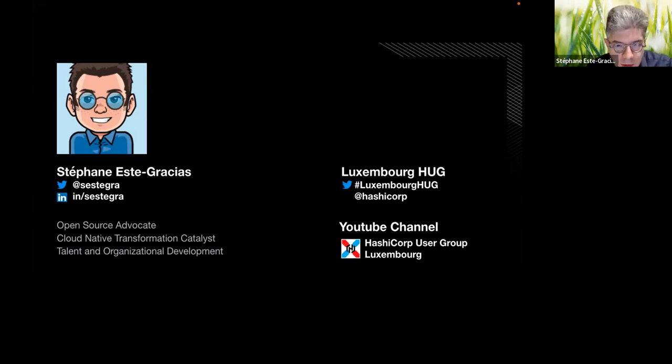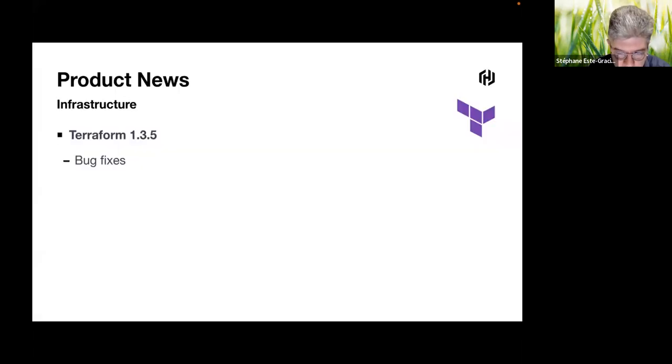So let's start with the latest product news from our last meetup. It was 2 months ago, just before the HashiCorp global event. I will give you an overview of the latest news on each product. First of all, Terraform 1.3.5: no main release since the last meetup, and only a bug fix release.